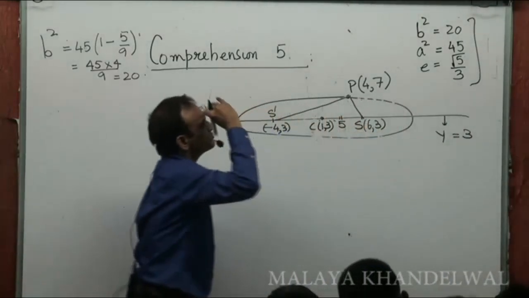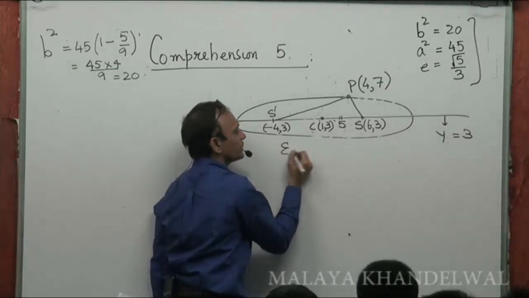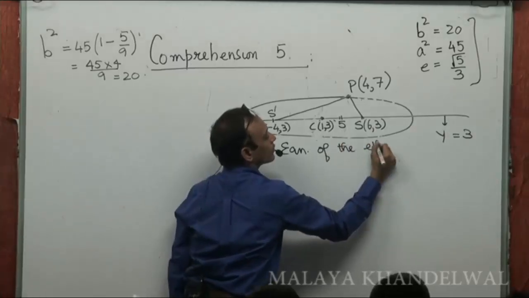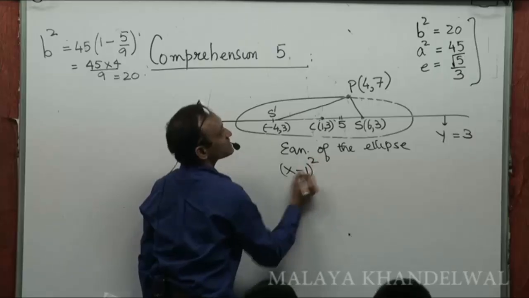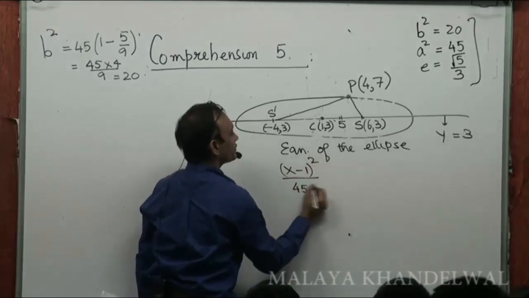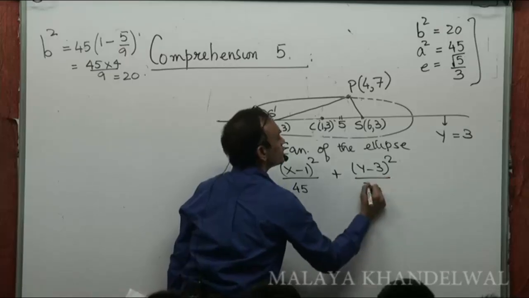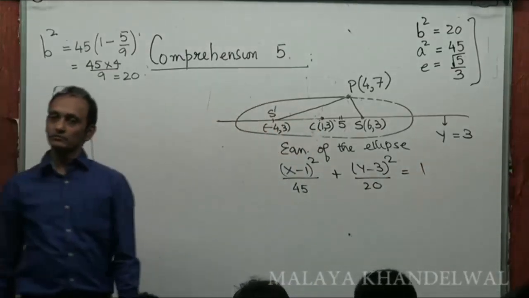By the way then, if you have to now find the equation of the ellipse, what would be the equation of the ellipse? X minus 1 whole squared by A squared, which is 45, plus y minus 3 whole squared by B squared, which is 20. That must be 1. That's the equation of the ellipse. Got me?